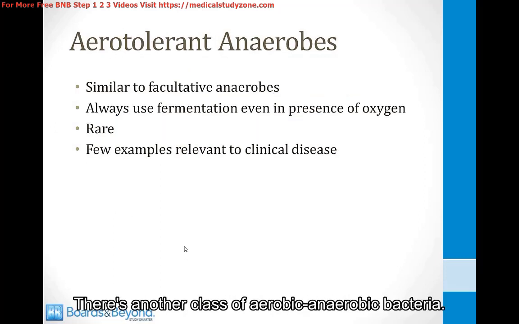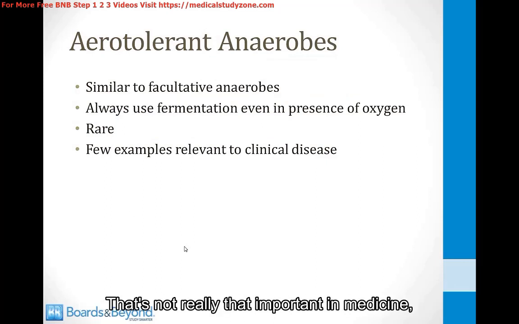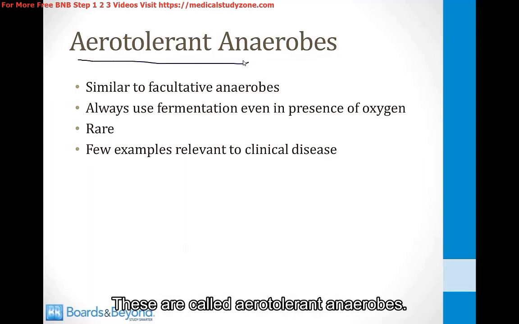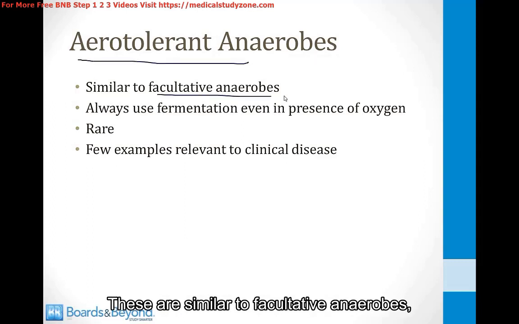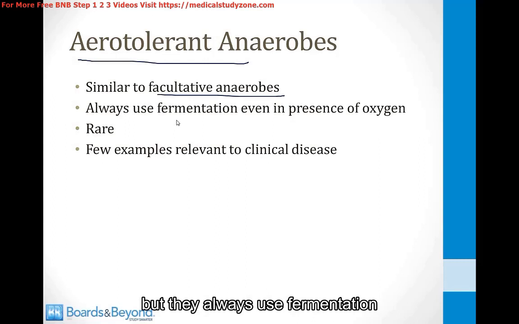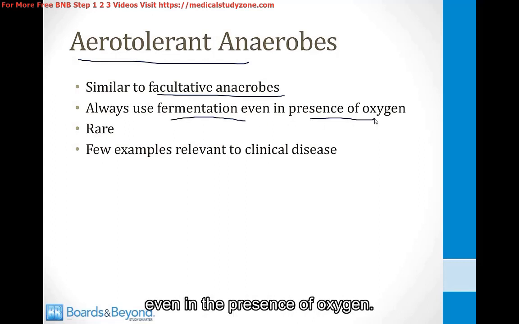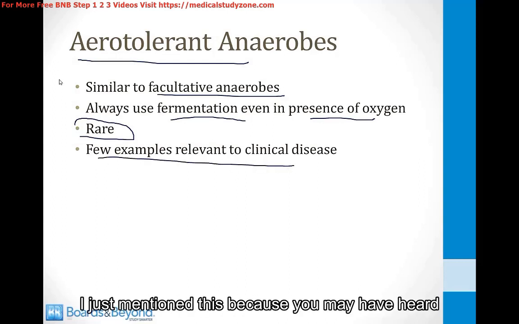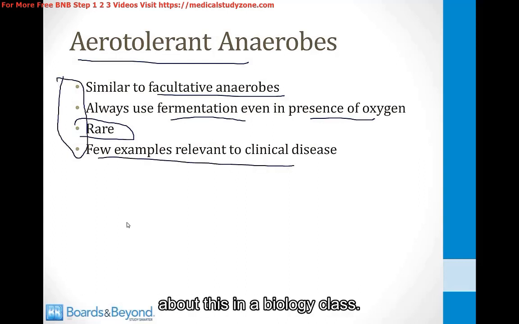There's another class of bacteria that's not really that important in medicine, but you may have heard about this in a biology class in college. These are called aerotolerant anaerobes. These are similar to facultative anaerobes, but they always use fermentation even in the presence of oxygen. Bacteria like this are rare, and there really aren't many examples relevant to clinical disease. I just mentioned this because you may have heard about this in a biology class.